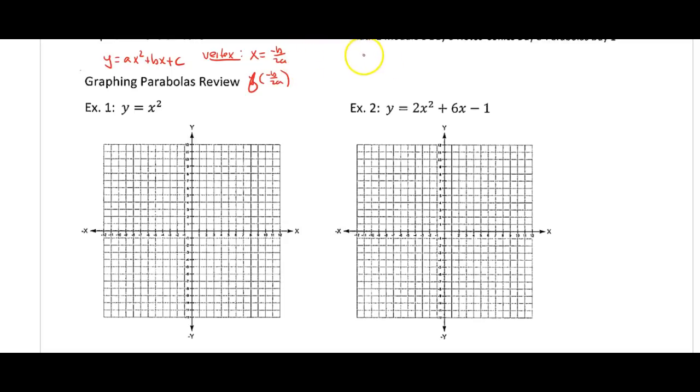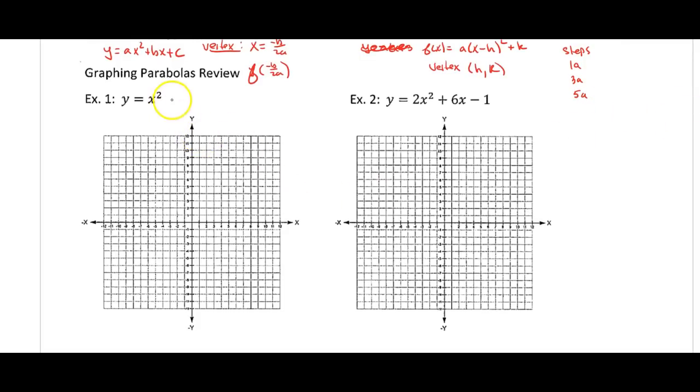Now if your parabola is in vertex form, which is f of x equals a times x minus h all squared plus k, you know right away your vertex is going to be at the opposite of h, or h comma k. And with both of these, you need to know a. What a does is you're going to find your steps by using the 1a, 3a, and 5a.